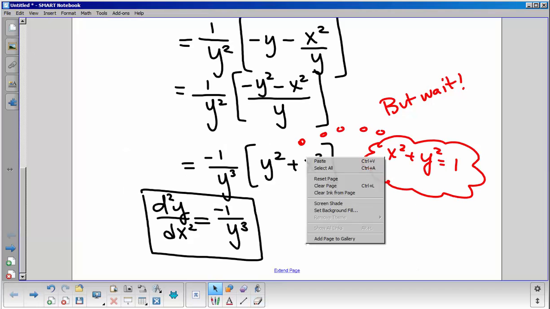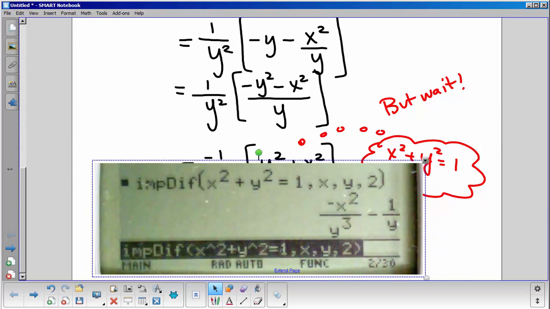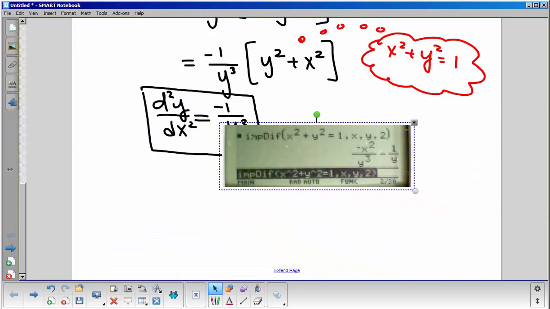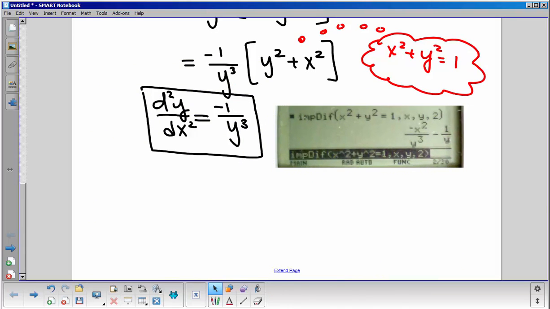Did they just not do the x squared plus y squared equals 1? It's the same. Because if you find this, it is a very powerful statement. This is what the calculator got, right?